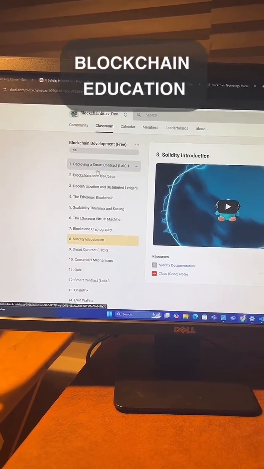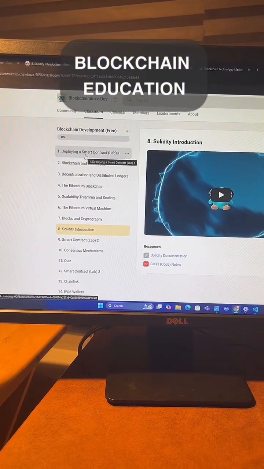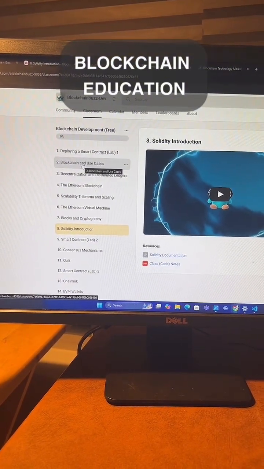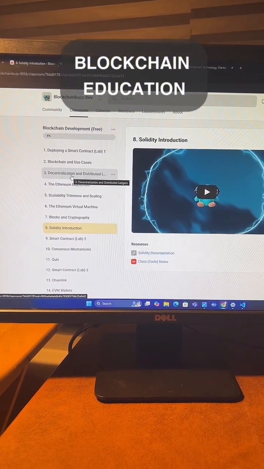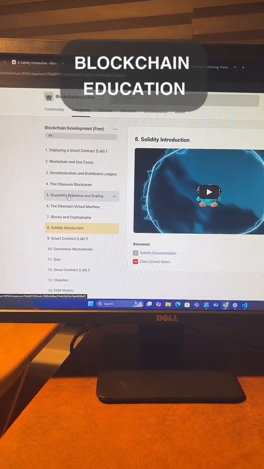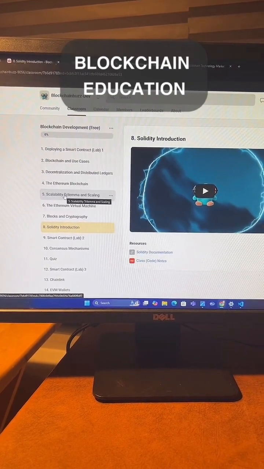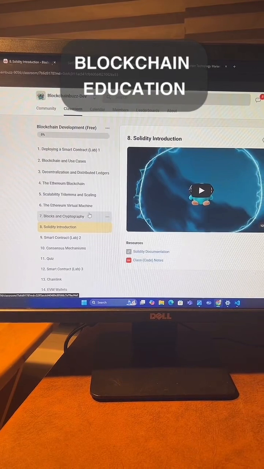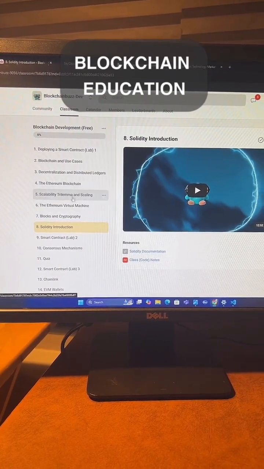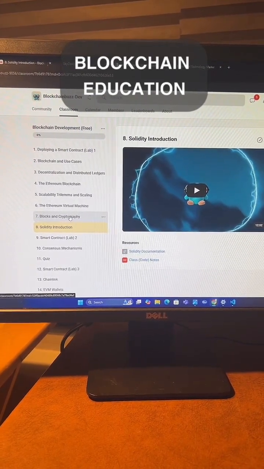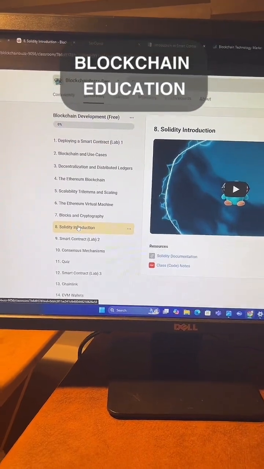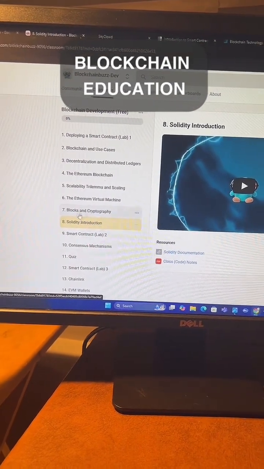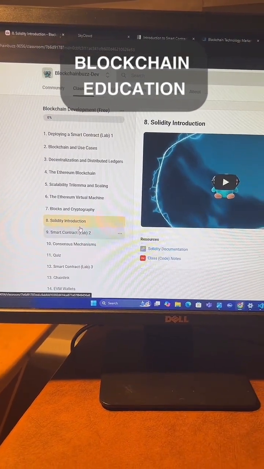We start out in the first modules with deploying a contract, blockchain use cases, decentralized dashboard, Ethereum blockchain, scalability, and why these foundational tools are important, because you'll need this information when you start building contracts. Blocks of cryptocurrency.